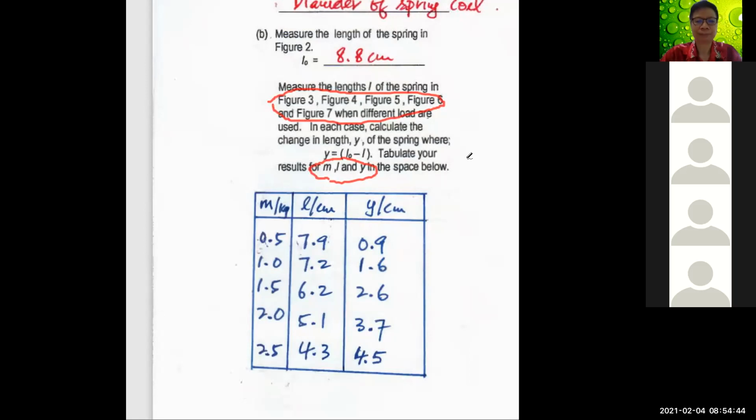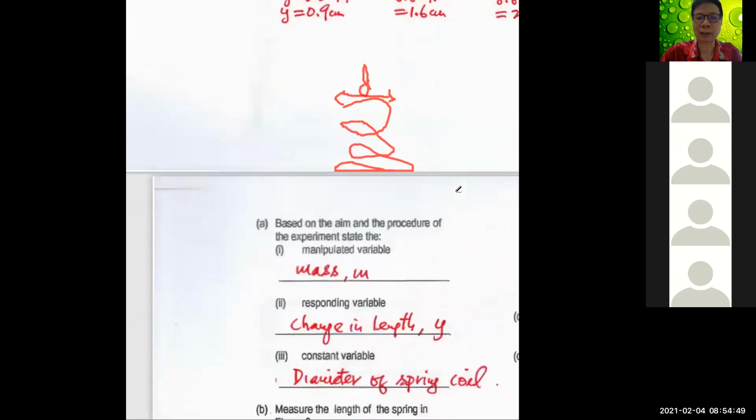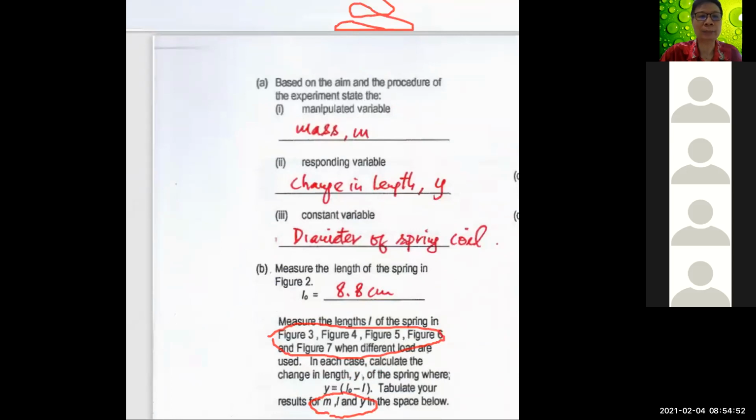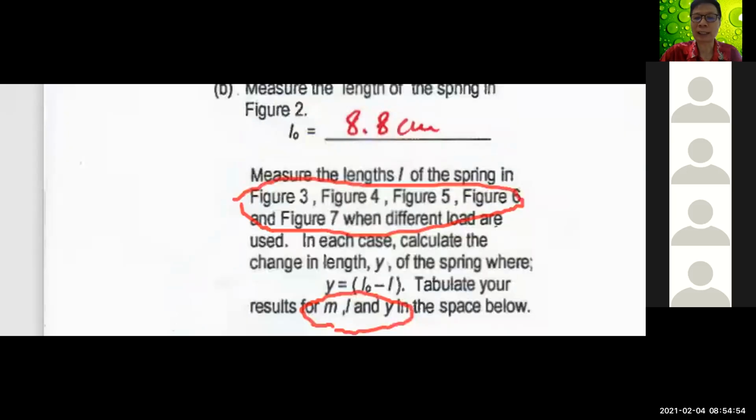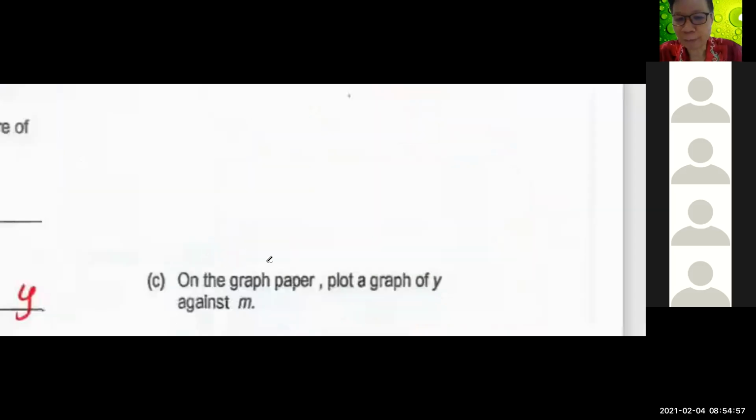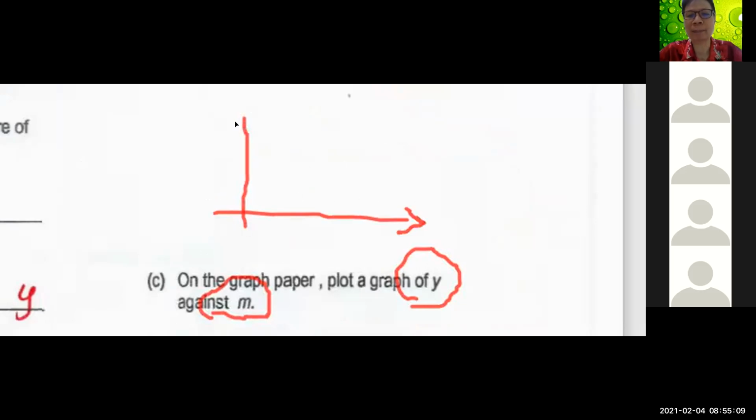All right, next one. The question. Okay, now they ask you to plot a graph. I want to ask you all first. On the graph paper, plot a graph y against m. How do you plot that y against m? That means where is y, where is m? I want to ask your opinion first. If the question says plot a graph y against m, where are you supposed to put y? Where are you supposed to put the m?